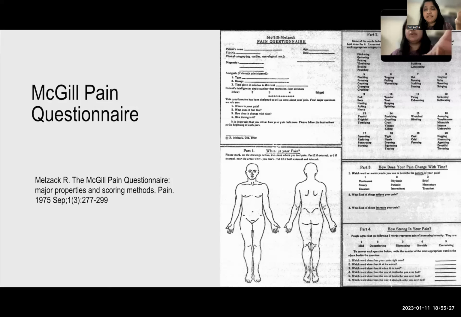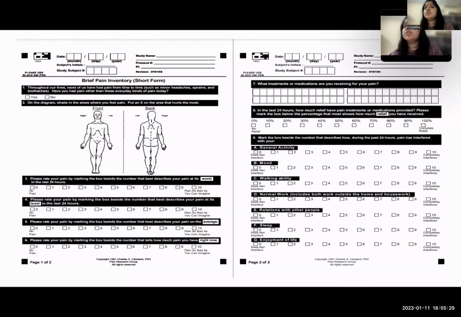Similarly, the brief pain inventory, BPI, also has a short form and a long form. The short form is just 9 questions and takes only 5 minutes to complete. So if possible, you can take a short form BPI printout, keep it in your clinic, and get it filled by all the patients. Then you will be very sure you are not missing the other domains, how pain is affecting the patient's functionality and quality of life. So with that, I complete the pain assessment also.